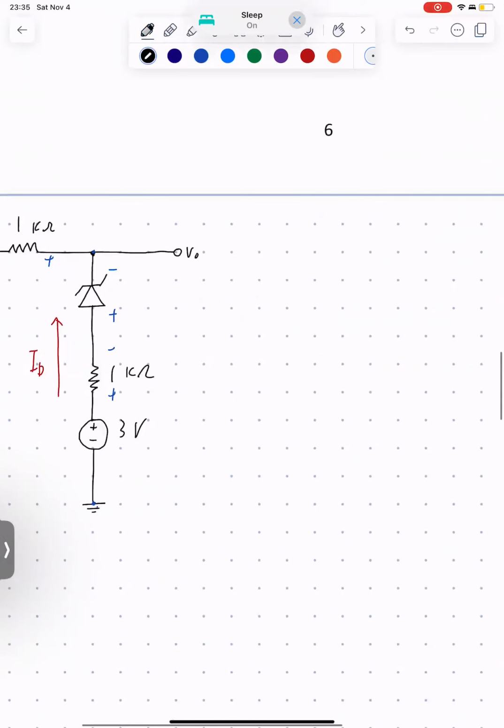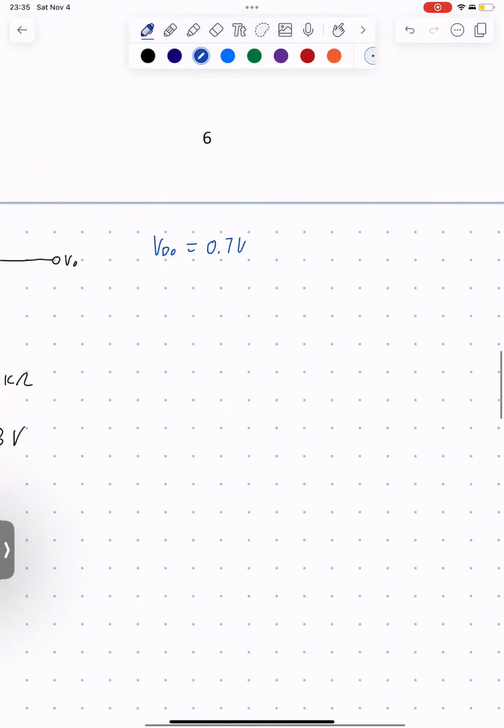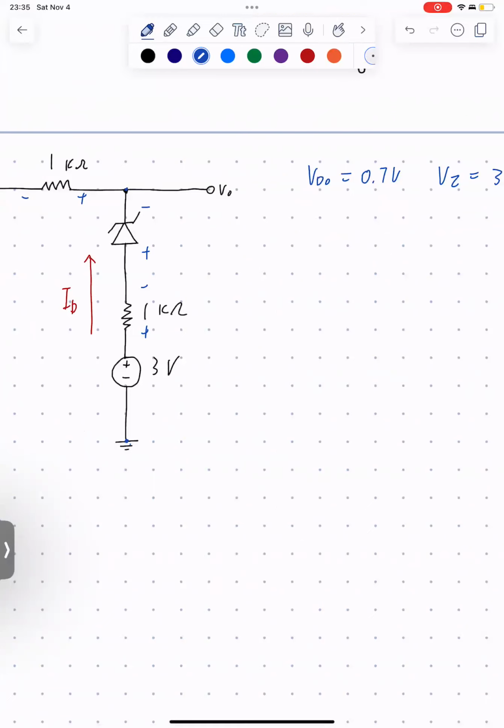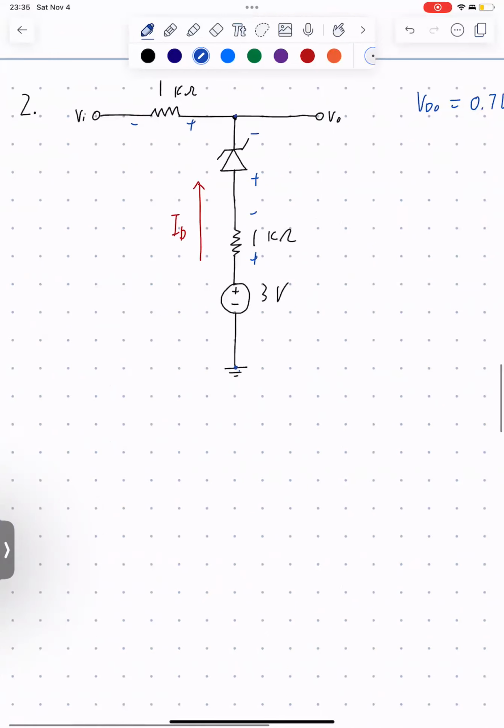So let's write down some things we know already. We know that VDO equals 0.7 volts, VZ equals 3 volts. And before we start going into assuming the diode is off and on, let's first do some KVL so we can find the relationship between these elements.